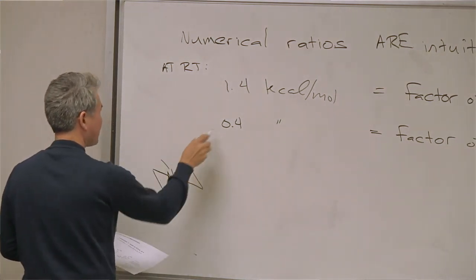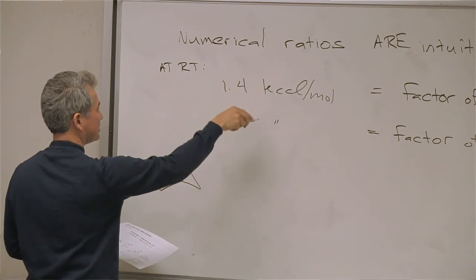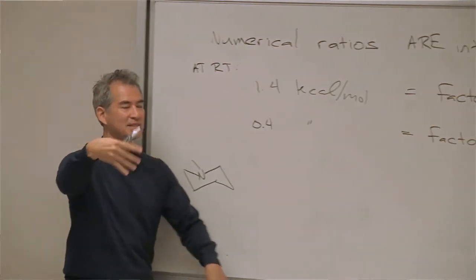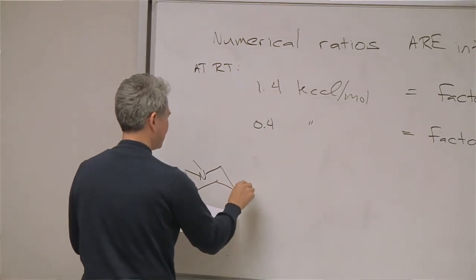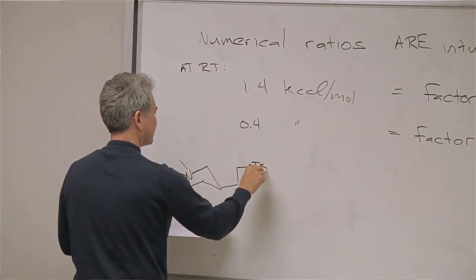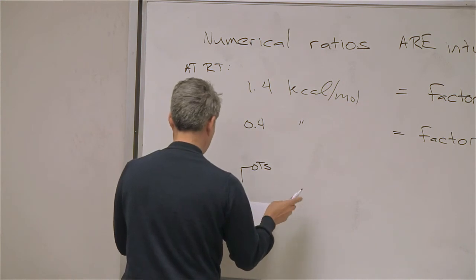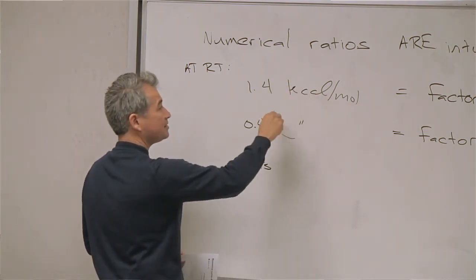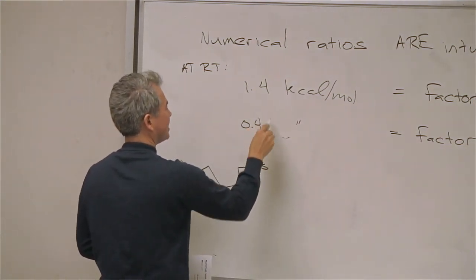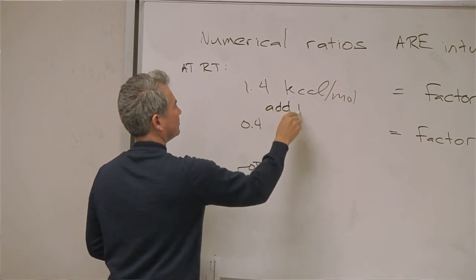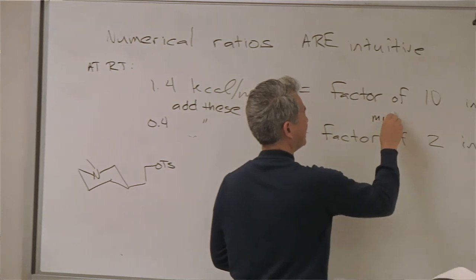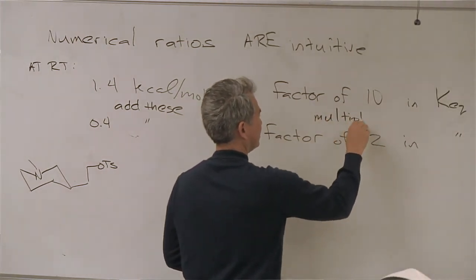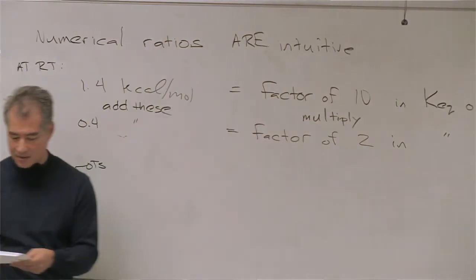What I want to talk about is the additivity of free energies versus the multiplication, the factor math, related to rate constants and equilibrium constants. You add free energies, and you multiply rate constants and equilibrium constants. That's how you deal with them.